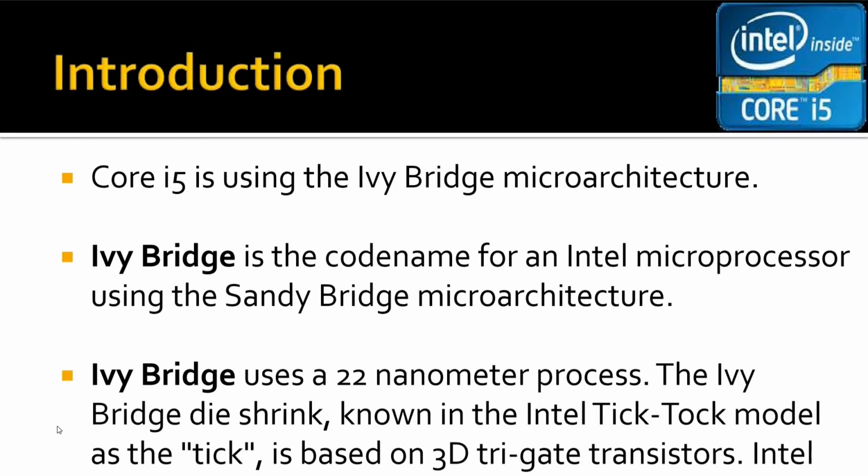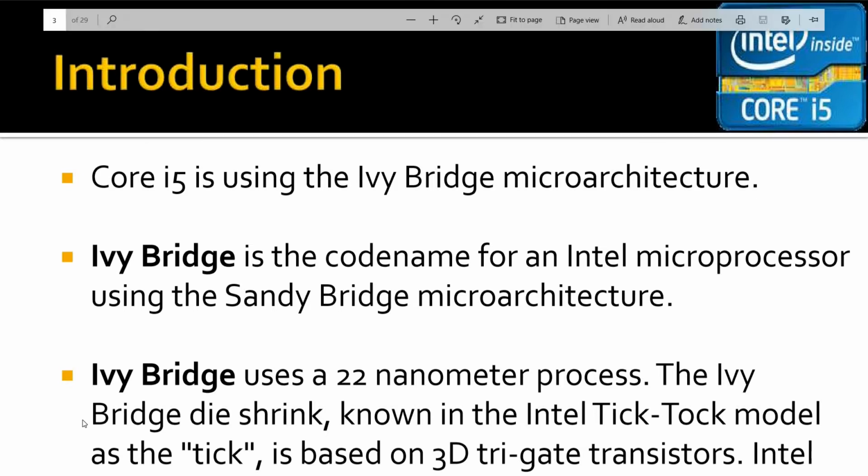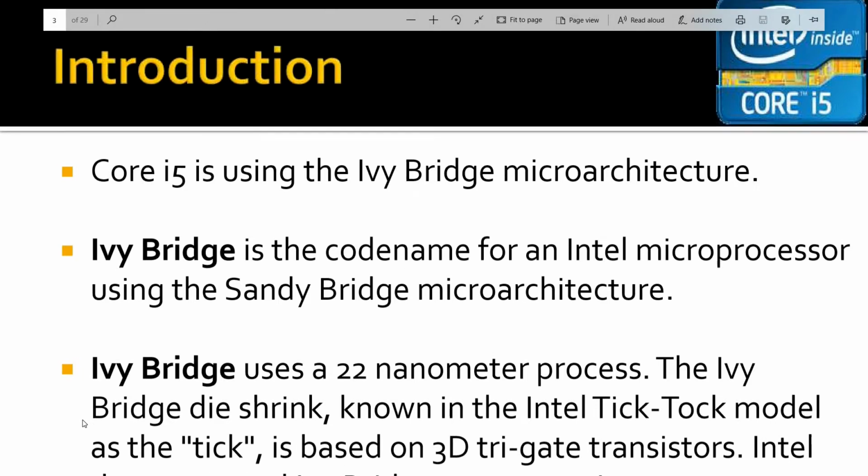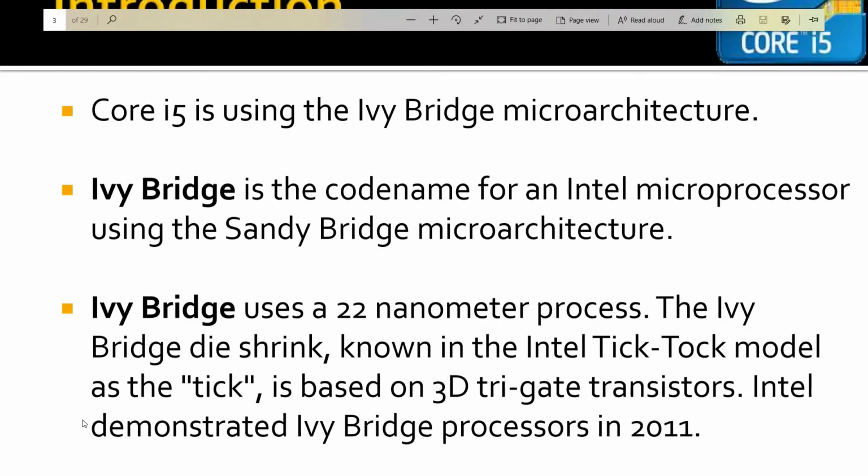Ivy Bridge uses a 22 nanometer process. The Ivy Bridge die shrink, known in the Intel tick-tock model as the tick, is based on 3D tri-gate transistors. Intel demonstrated the Ivy Bridge processor in 2011.